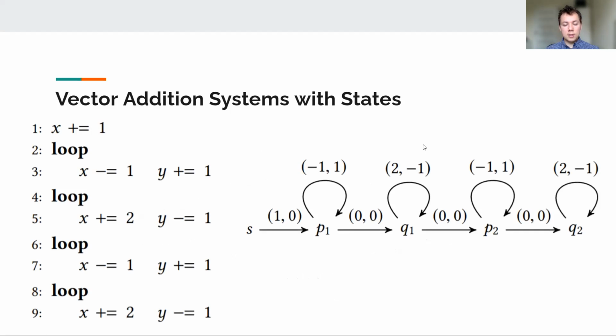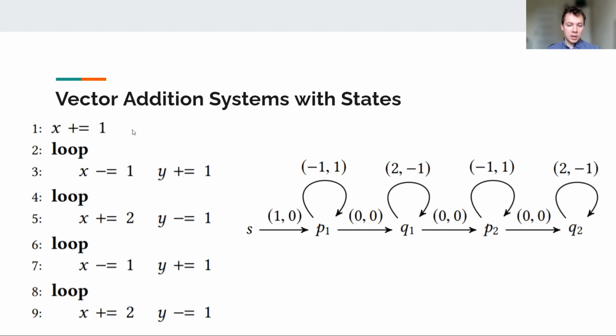Often, instead of working with a standard vector addition system, we work with counter programs, where each line is either a command which increments or decrements some counters, or a loop. And this can be easily transformed into a VAS.